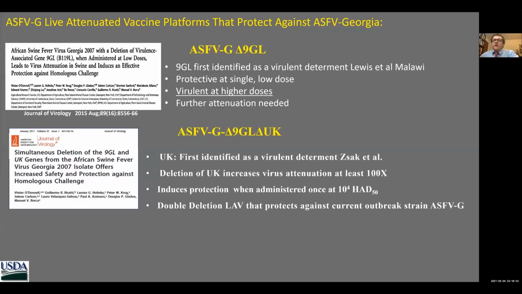So we took a gene, UK, which was first identified as a virulence determinant in ASFV, and we deleted this in our Delta 9GL platform. What we found was that deletion of UK increases virus attenuation at least 100x. It increases protection when administered once at 10 to the 4. And at the time, this was the only double deletion live attenuated vaccine that protects against current outbreaks here in Georgia.